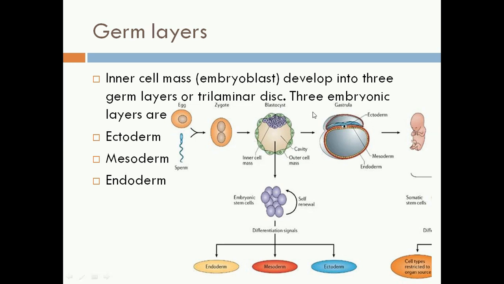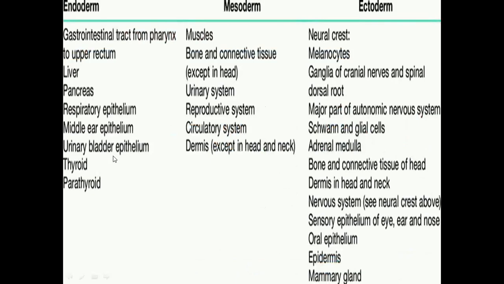The extraembryonic mesoderm becomes the outer coverage of the fetus that is going to contribute to the formation of the placenta, the umbilical cord, and the fetal membranes. So what are the derivatives of the ectoderm, endoderm, and the mesoderm?